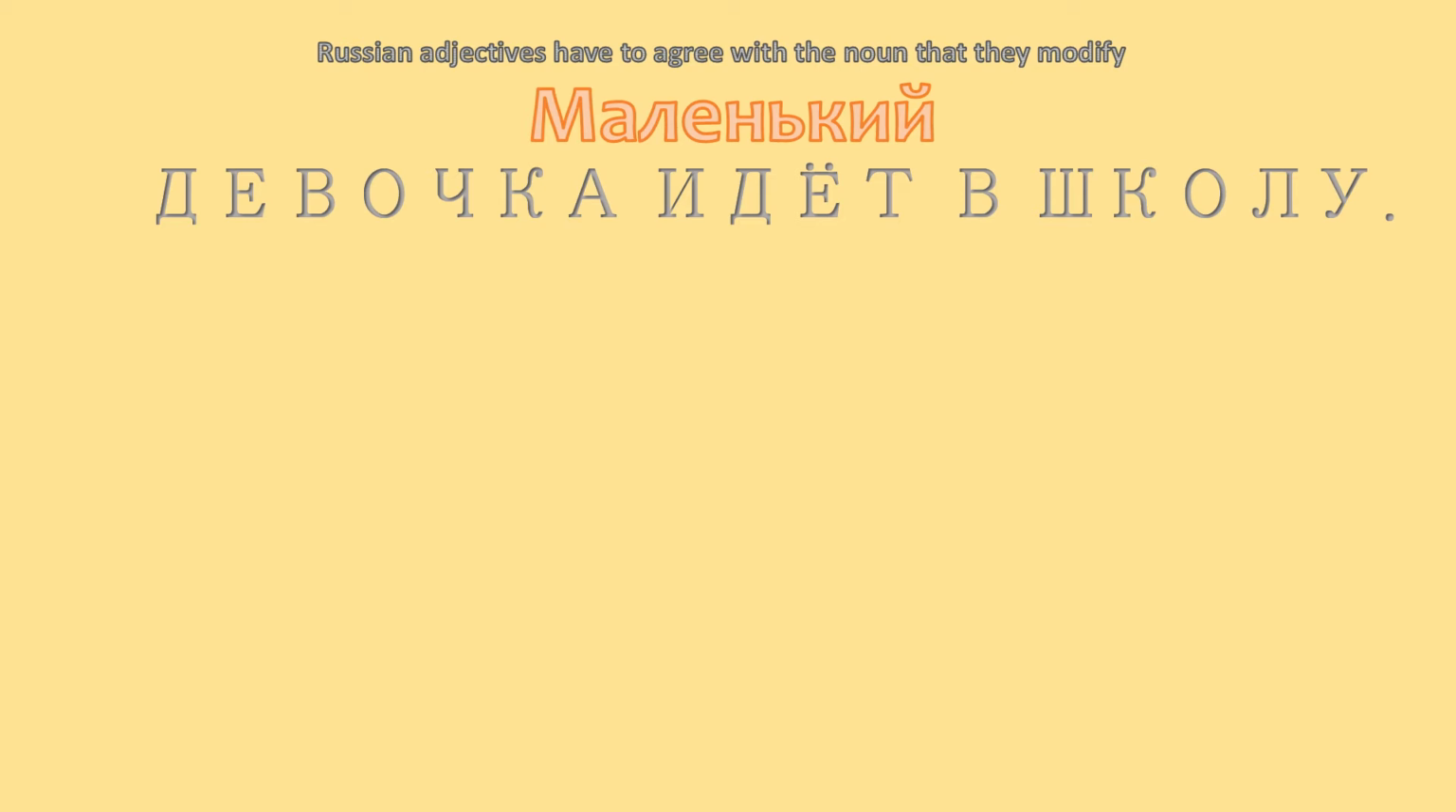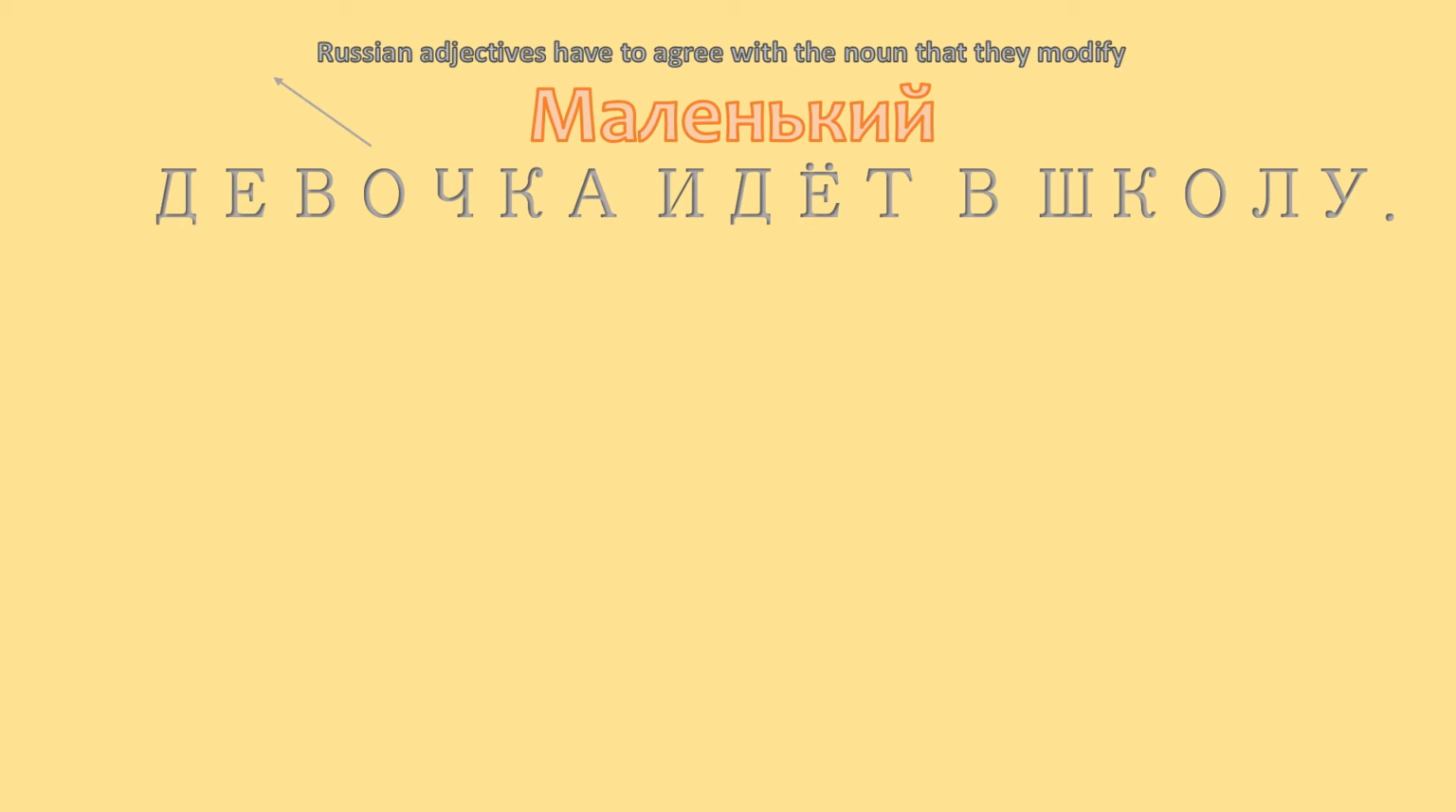In English, you would use the same form of the adjective you found in the dictionary, and it would sound like маленький девочка идет в маленький школу. And it wouldn't make sense at all. We have to remember that Russian adjectives have to agree with the noun that they modify.